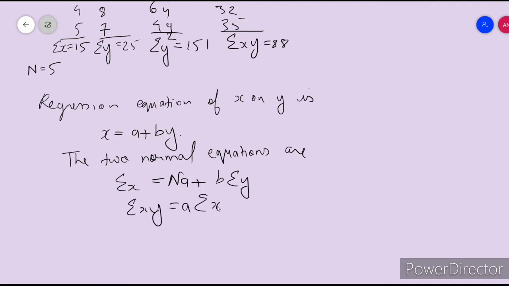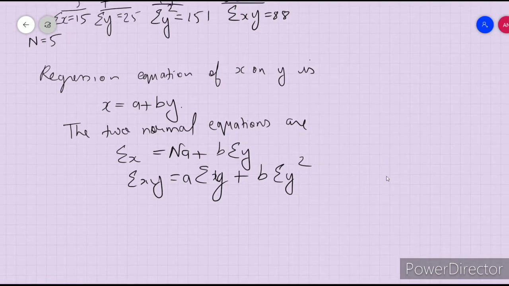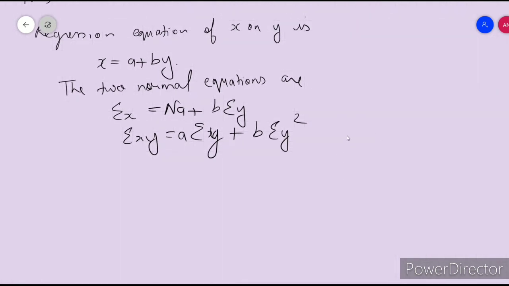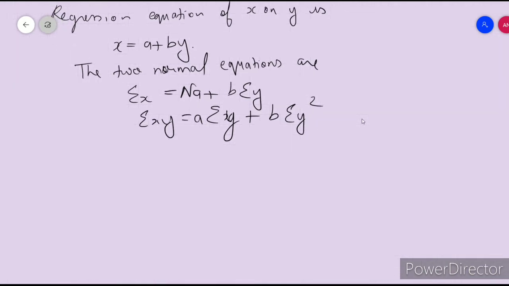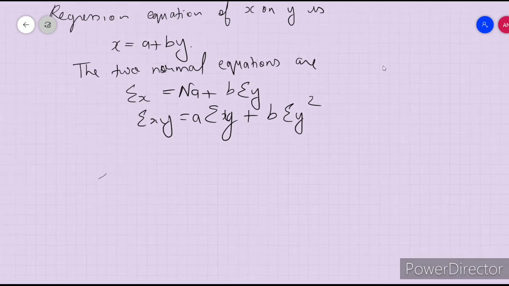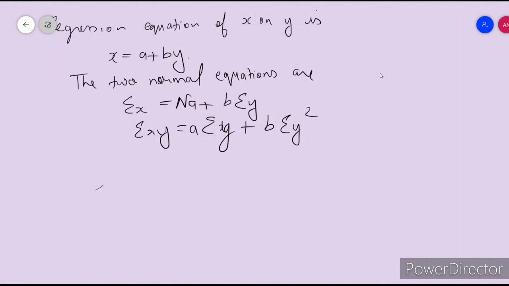Okay, so your normal equations here are nothing but simultaneous equations, which means if we solve both of them, we're able to find the value of either a or b. Suppose we solve first for the value of b, then we can use b to find the value of a. We already know these values, summation x and y, from the calculations we did above. So simply substitute the values.